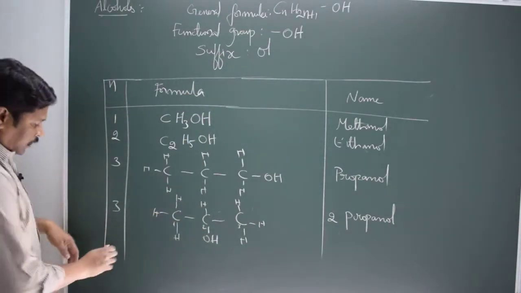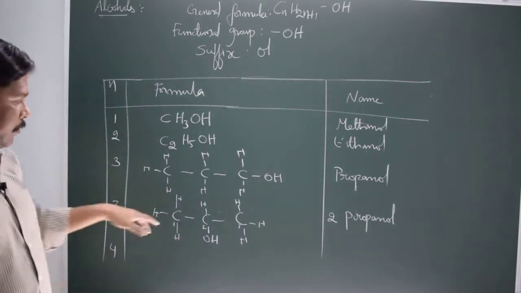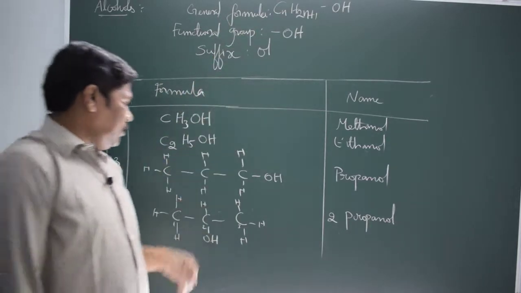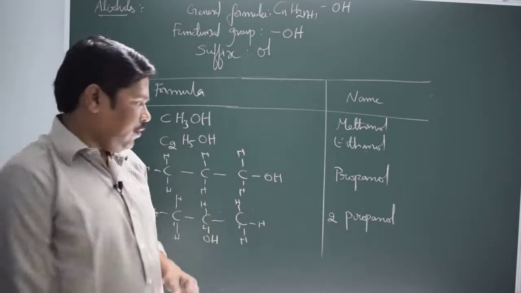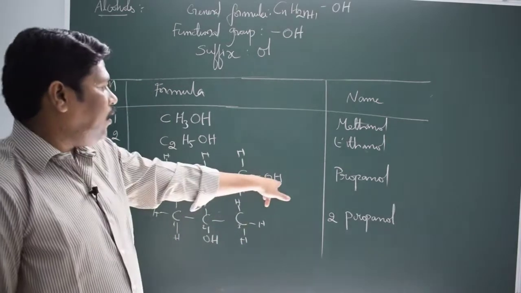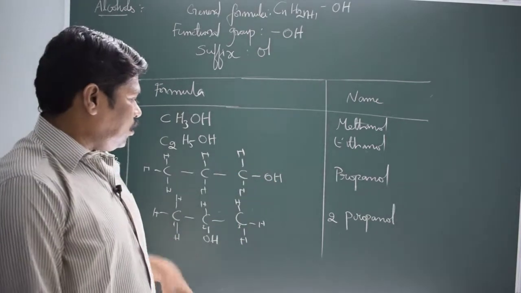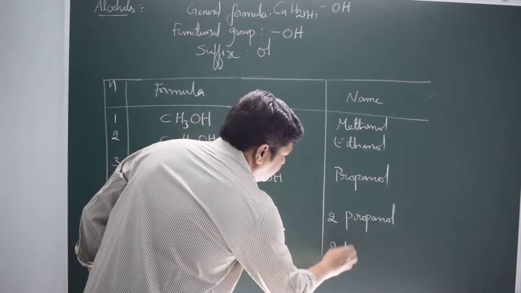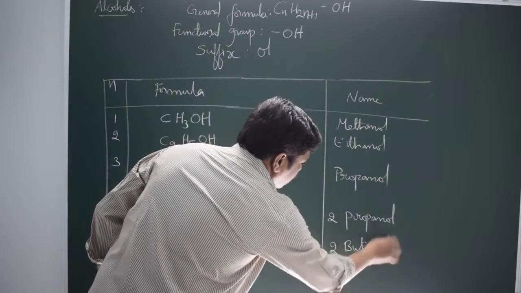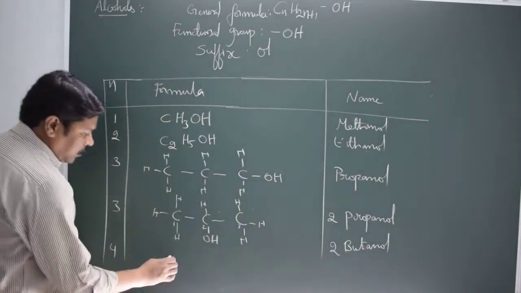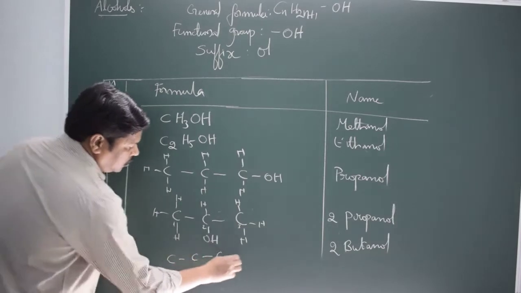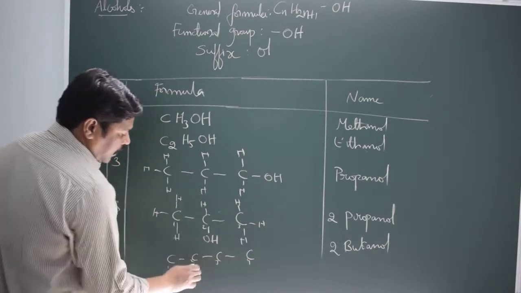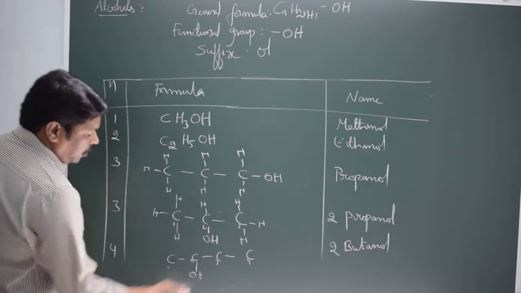So the next one I will tell for butane, butyl alcohol, butanol. So I will write the normal butanol. If you are writing the normal butanol, you are going to add OH to the last carbon atom. Then 2-butanol, the second carbon atom. So we will write 2-butanol. I will start counting from this side: 1, 2, 3, 4. I will add the OH group, the alcohol group, to this second carbon atom.